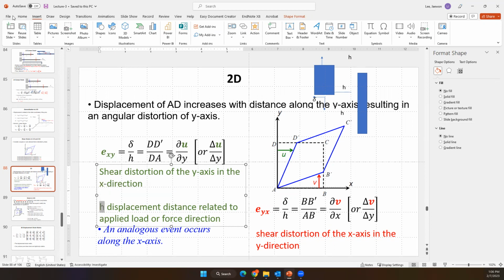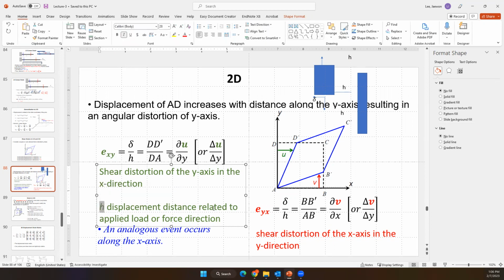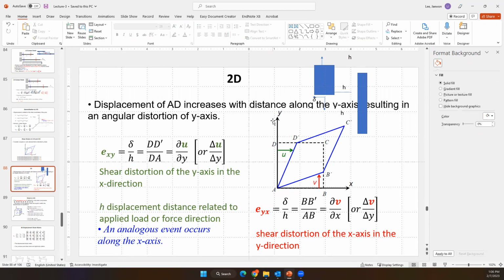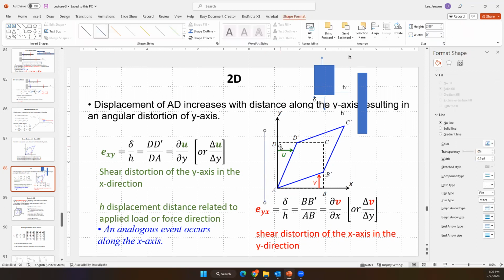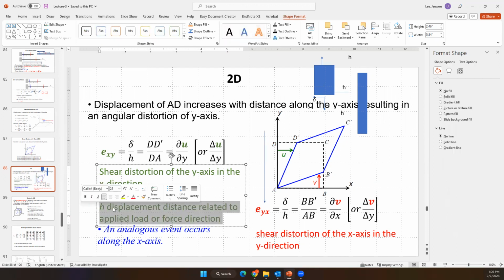Okay, but then why is the H equal to dA in the first equation? Since we apply the y direction force, the force is applied like that. So we consider the A direction, the dA. Okay, I understand. Thank you. Thanks.